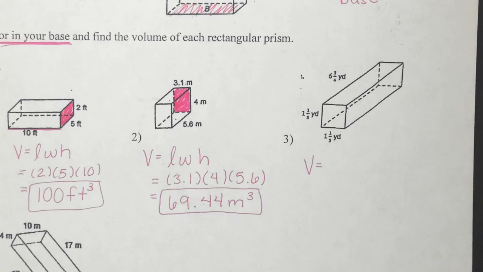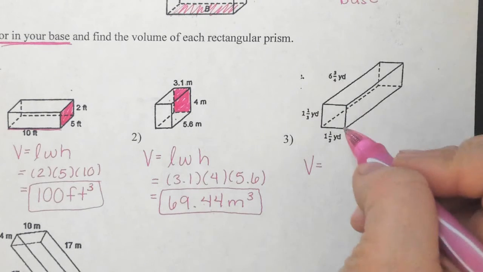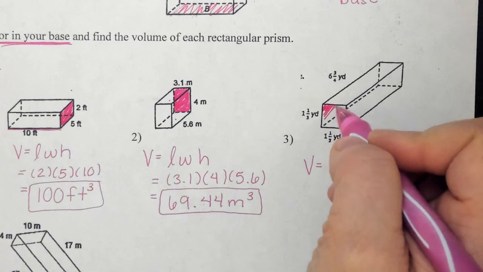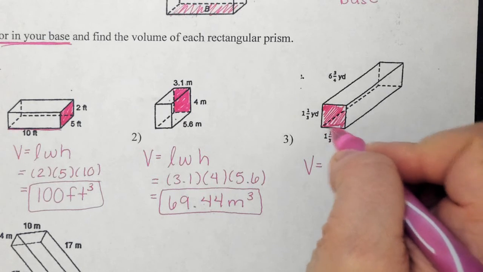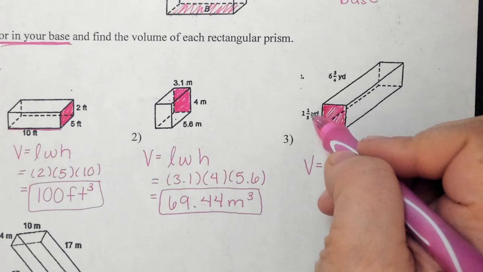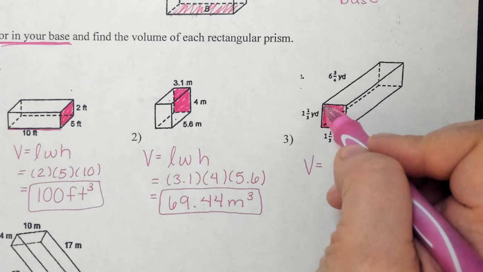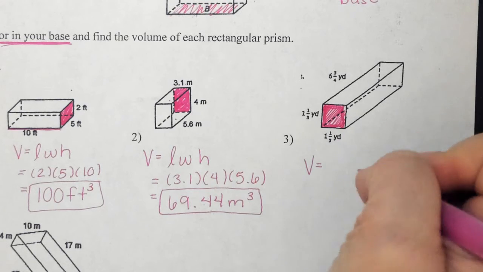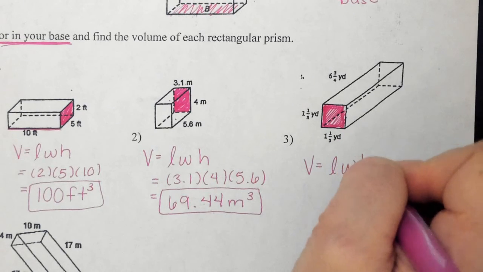All right. What am I going to shade in for number 3? I'm going to give someone new a chance. What am I going to shade in for number 3? Sheldon? 1 and 1/3 and 1 and 1/3. Yeah, so we can do this front square because it's 1 and 1/3 and 1 and 1/3. Okay. I want to point out we could have done this side right here because that would have been the 1 and 1/3 and 6 and 3/4, but it doesn't matter as long as you pick one that has 2 numbers on it. So we have length, width, and height.